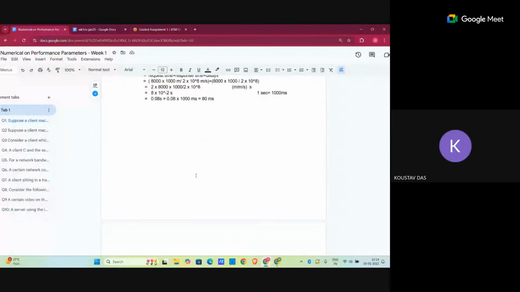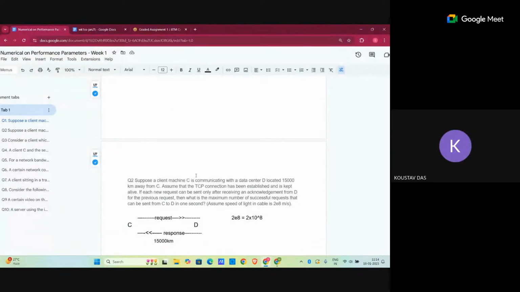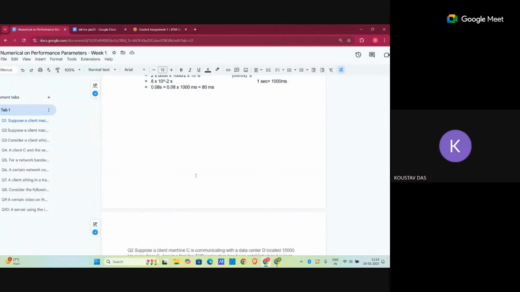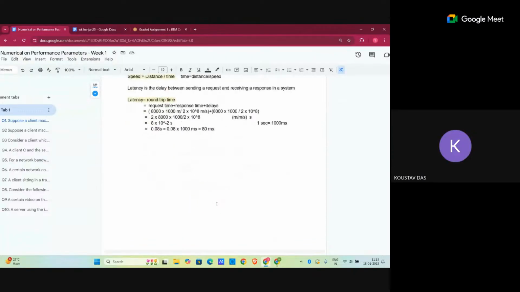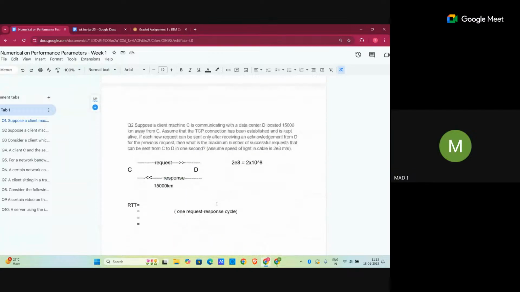Ma'am, in the previous question, they asked to calculate the request time, not the response time. But why did you take the response time also? First the request will go, right? After that only we will receive the response. First the request will go from client to server, right? Only after that the response will come. So how long will the client have to wait for the response? It is request time plus response time, right? Yeah. Okay, we will move forward to the next question.